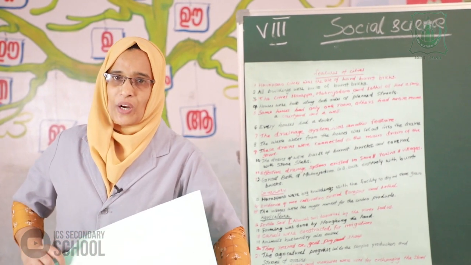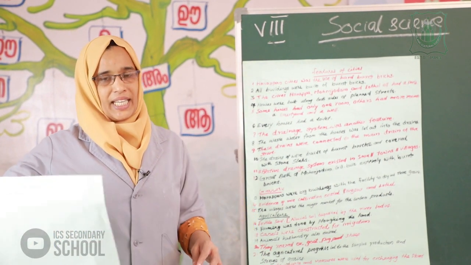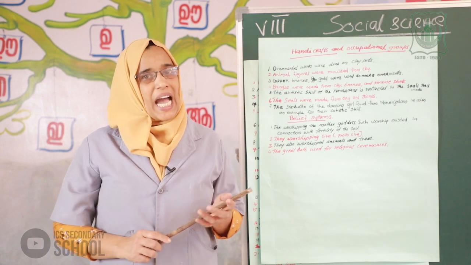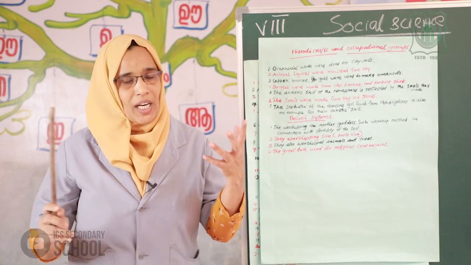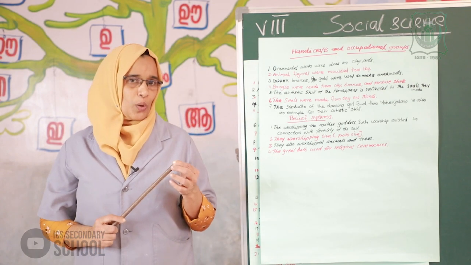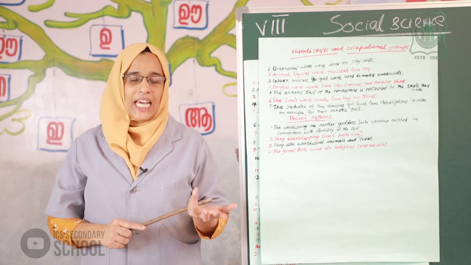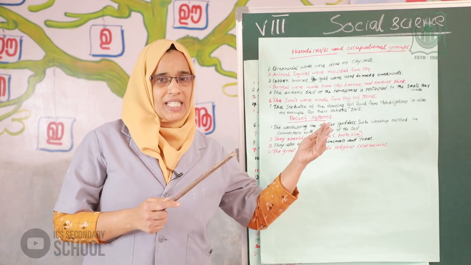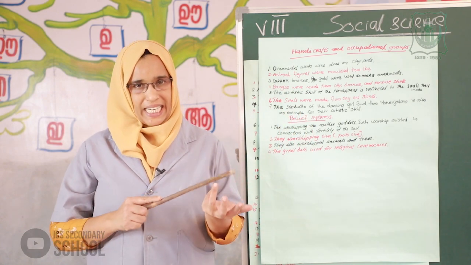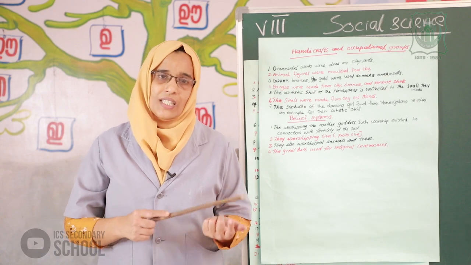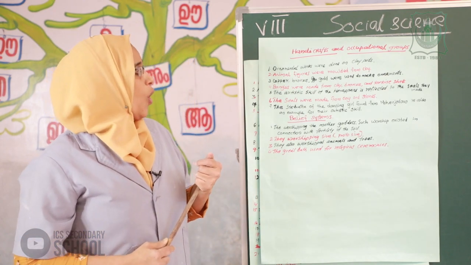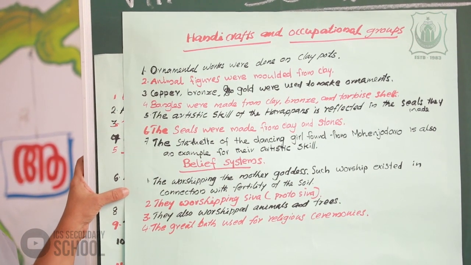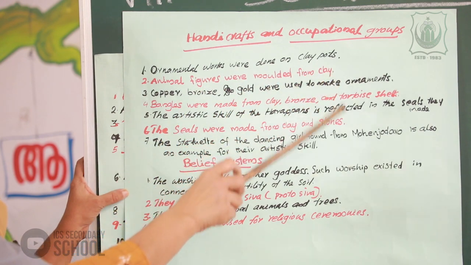The next part, handicrafts and occupational groups. They used seals, clay figures and ornaments. Then ornament work was done on clapboards.